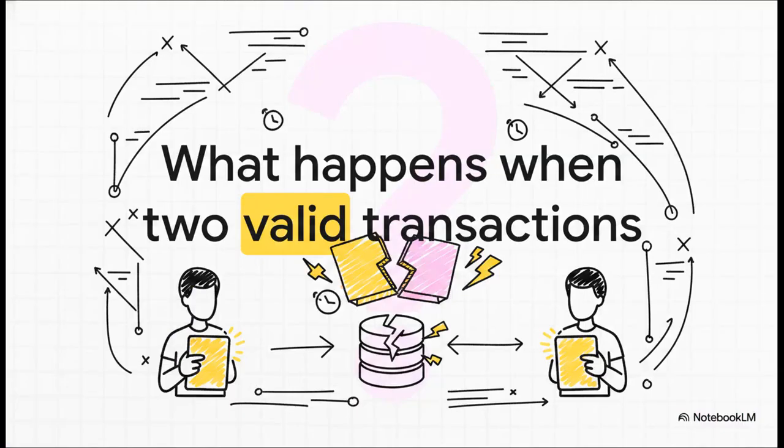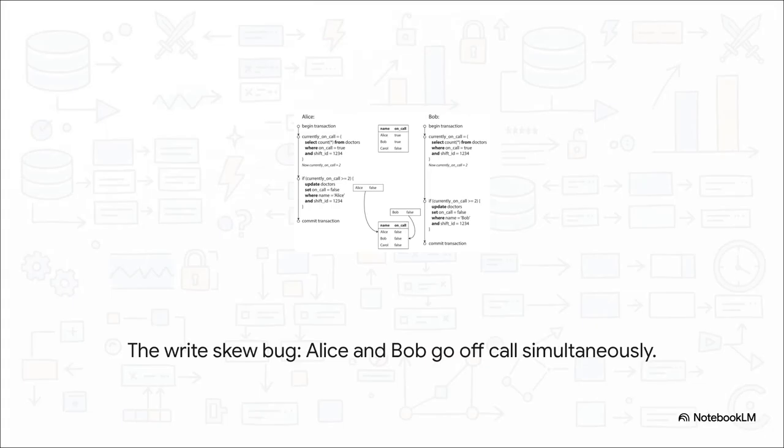Okay, to really appreciate a robust solution, we first kind of need to see a system break under pressure, right? So picture this. You've just written some back-end code, you've tested it, and in isolation, it looks absolutely perfect. It checks a condition, and if that condition is met, it updates a database record. But what happens when reality hits, and two users trigger that exact same, perfectly valid code at the exact same time? Let's look at a classic scenario from a hospital on-call scheduling system.